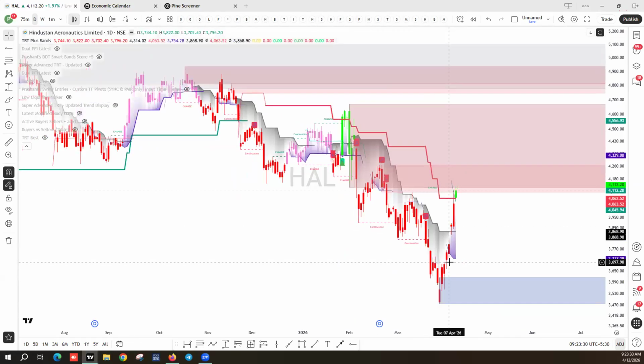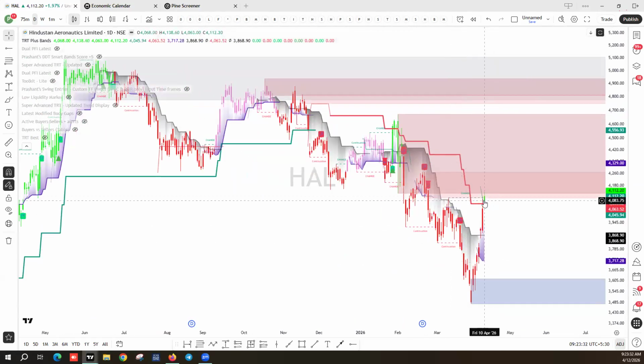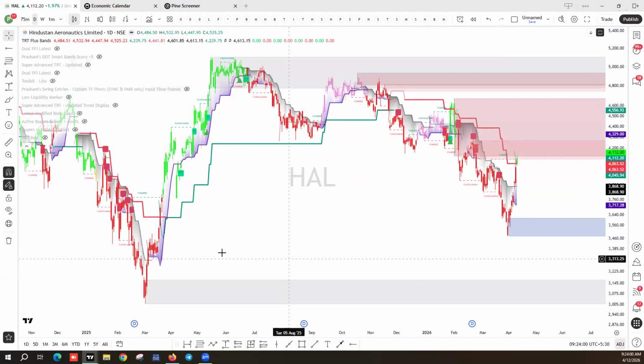Now, Hindustan Aeronautics, HAL, it has closed green, closed above the bias band. This happened here also, but it failed. Now it has happened one more time. What I will do is wait for a retracement entry if I want to buy. Bullish bias is not present. Bullish momentum has started appearing. Bearish momentum has not been broken. So I'm not going to buy this here thinking that it will go vertically. If it goes, that is fine. I missed the opportunity, but I will not buy.